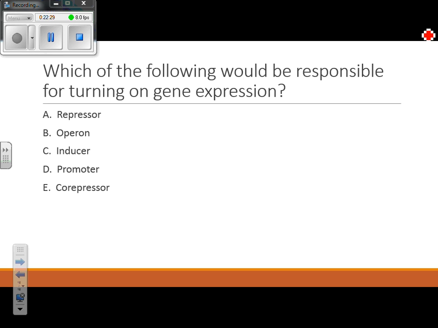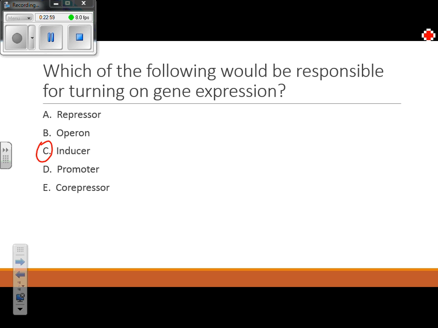All right. Which of the following would be responsible for turning on gene expression? Well, let's think about this. If your gene expression is off, it's in the off switch position, which one of these would you want to turn it on? A repressor, an operon, an inducer, a promoter, or a co-repressor? Hopefully, you went with inducer there.